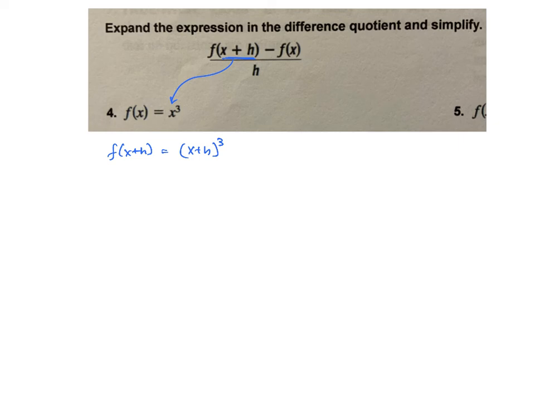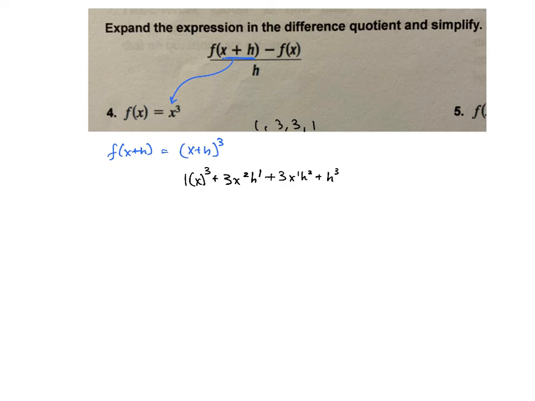Again, what do I need to do when I expand those? I first start out with my coefficients. What are my coefficients? A 1 and a 3 and then a 3 and then a 1. So when I expand that, I would just have 1 times x to the power of 3 and then plus 3x to the power of 2, h to the power of 1. And then plus 3 times x to the power of 1, h to the power of 2. And then plus h to the power of 3. So that's what f of x plus h is.